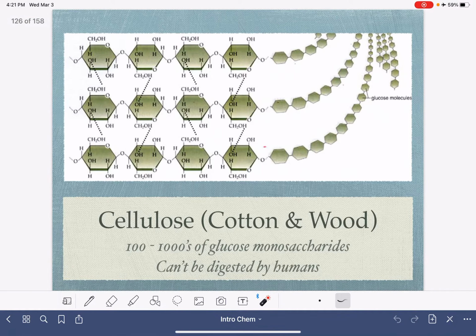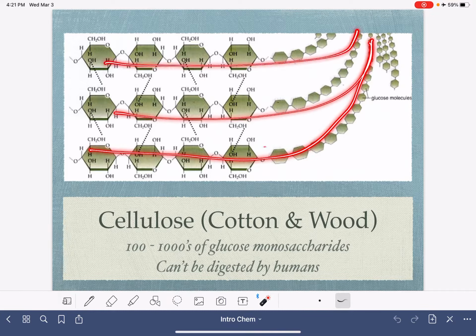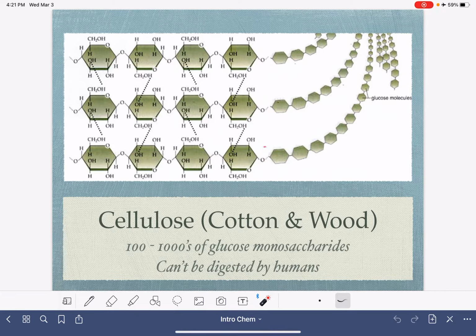The first one that we're going to talk about is cellulose. Cellulose is a polysaccharide that makes up the cell wall and provides structural support for plants. It's found in cotton and wood. Cellulose contains anywhere from hundreds to thousands of glucose monosaccharides connected to each other to make a lot of linear chains of this glucose molecule.